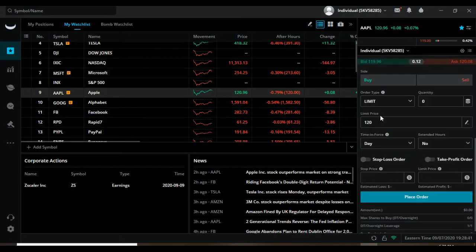From a buy standpoint, you have the ability to purchase a stock. So you have your limit, your market, your stop limit, and trailing stop. Now, I've made a video in the past about what these different order types are, but if you guys have not had a chance to take a look at it, I'm going to go over very briefly what these are.